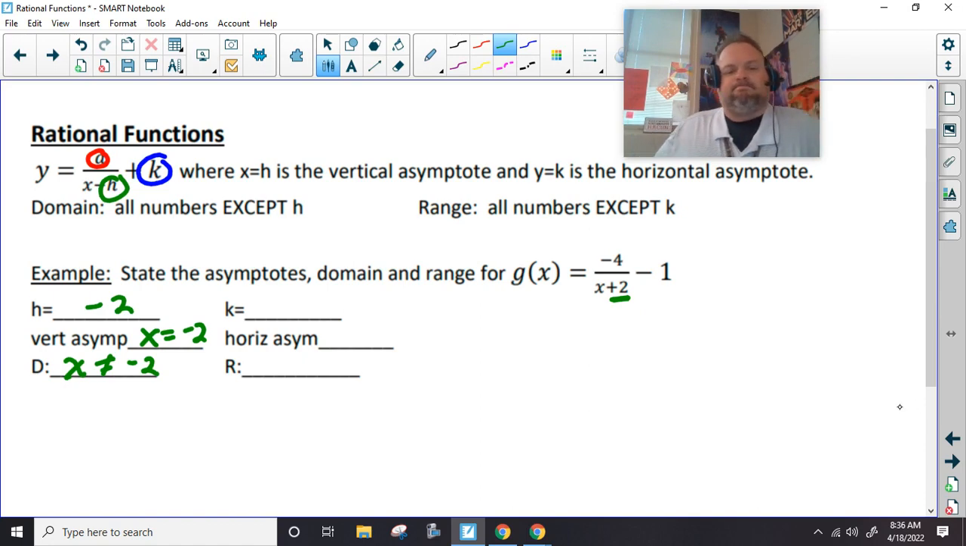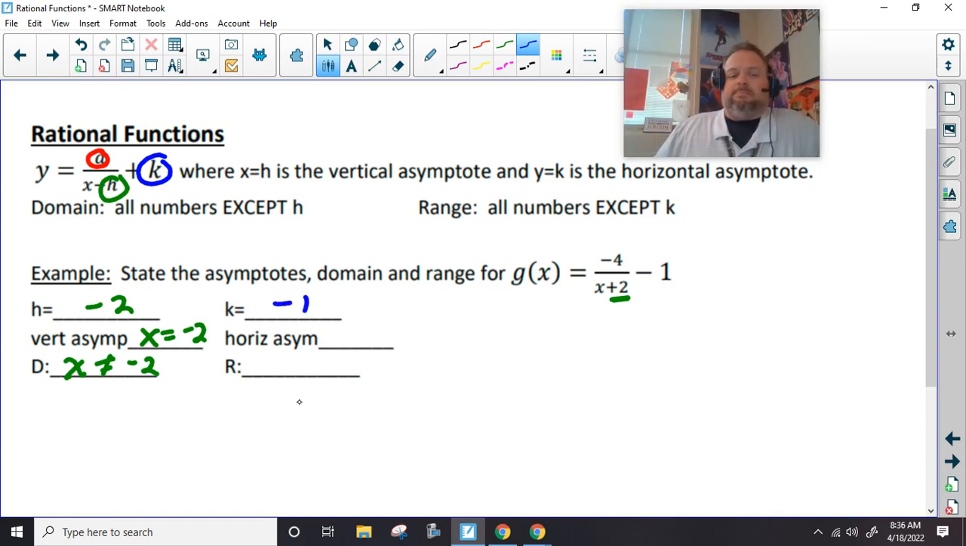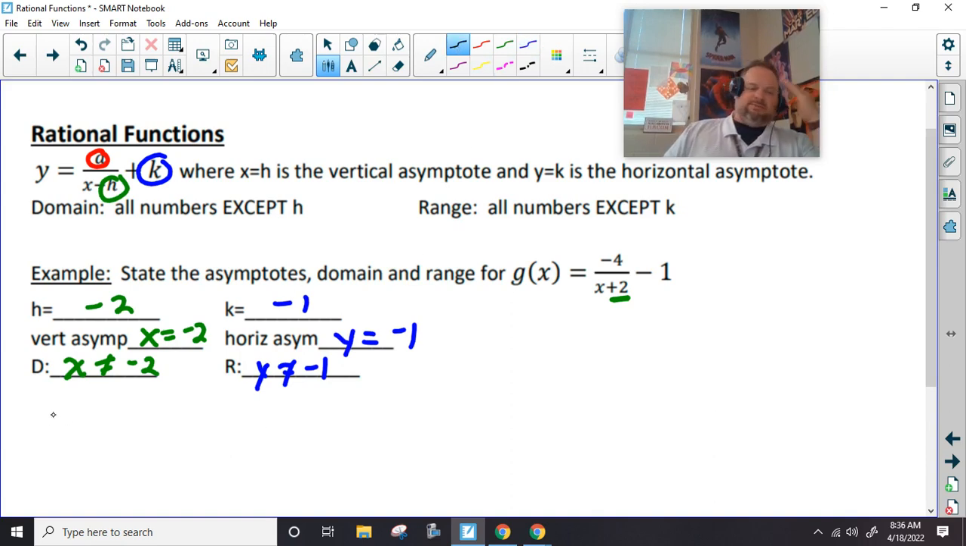All right, so k is -1. We have a horizontal asymptote at y equals -1, and our range is y not equal to -1. Now, there is another way to write this. The domain would be x such that x is an element of the real numbers not equal to -2.